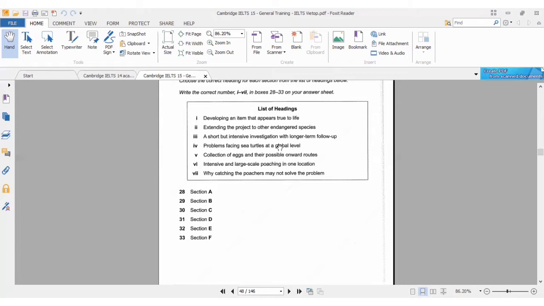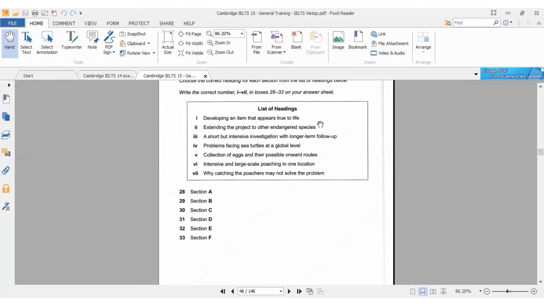Number four, the fourth tip for you is to read everything in the box and then try to explain them to yourself. Ask yourself, okay, what is this saying? What could this be saying? What is this likely to mean? So let's do that very quickly. Developing an item that appears true to life. When you read something like that, what comes to your mind? Developing. Okay, they are creating something. They are bringing something into existence. And then an item that appears true to life. Okay, so they're going to make something that is not real.